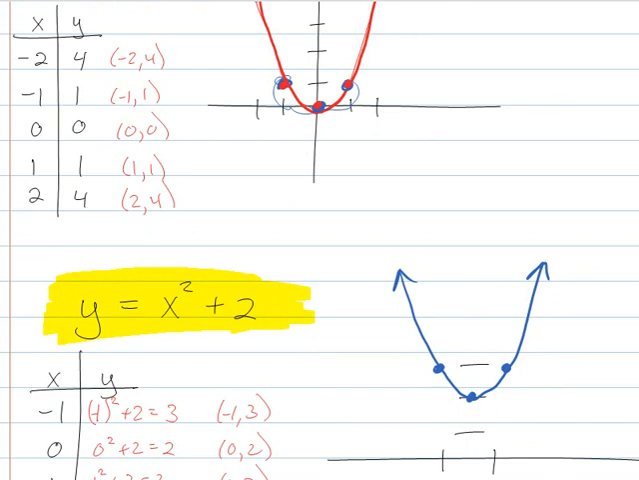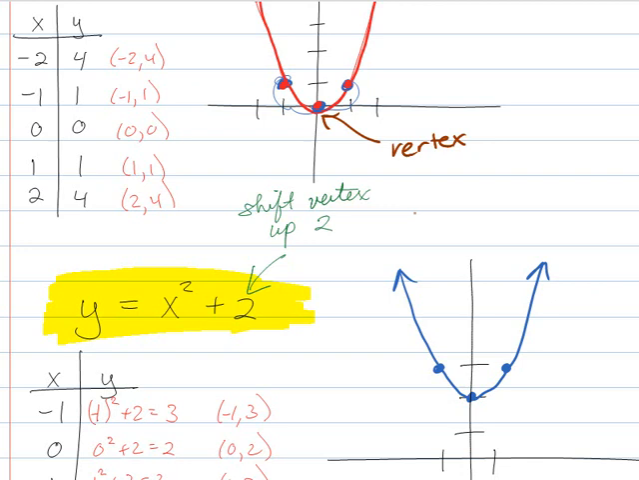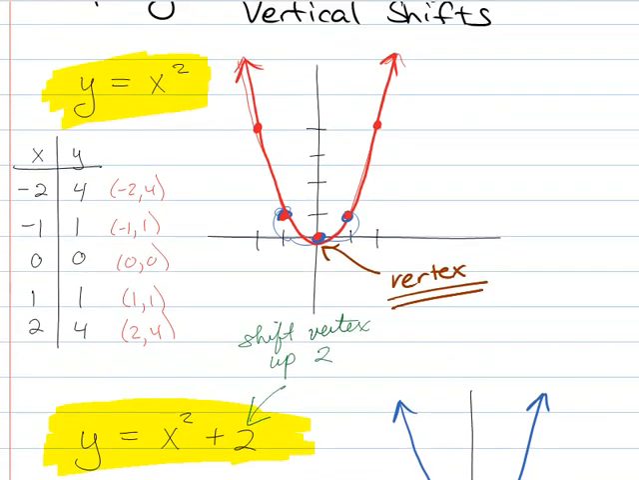It has been moved up 2. So we can assume that this would hold in general: when we add 2 to any quadratic basic form, we're going to shift the vertex up 2. Now I just snuck in a vocabulary word for you. This point here is called the vertex. The vertex is the point that it kind of originates from, is one way to think about it.